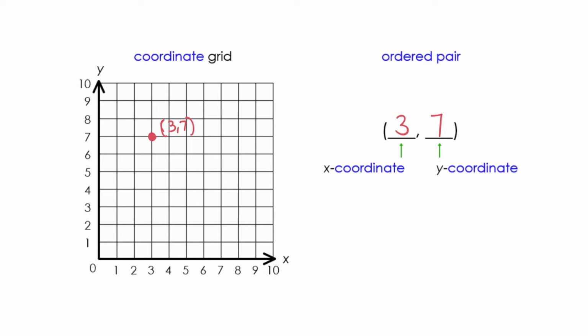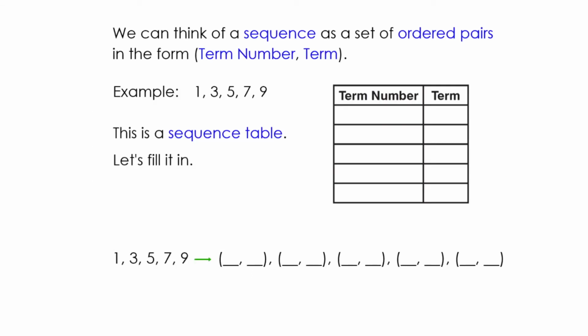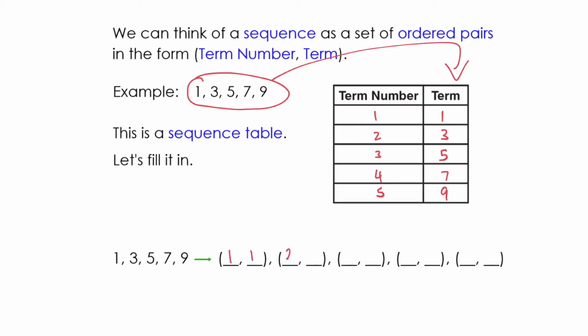So let's look at some more examples. We can think of a sequence as a set of ordered pairs in the form of term number and term. So here's the example: term number 1, 2, 3, 4, 5, and here are the numbers that are going to go in here. So this is basically a T-chart. Okay, so the coordinate pairs would be written like this: (2, 3), (3, 5), (4, 7), and (5, 9).